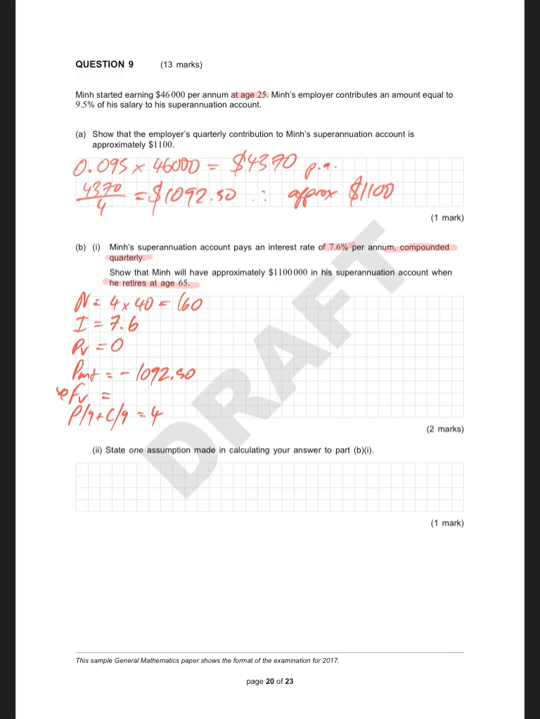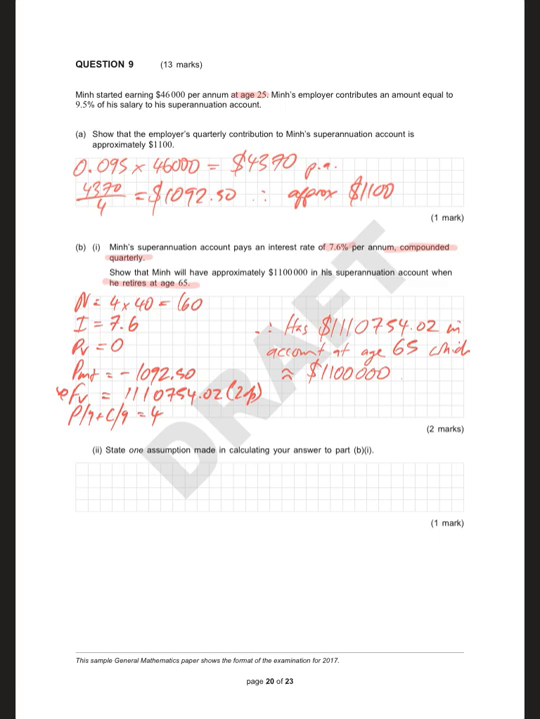Apps, Finance, TVM. 160, 7.6, nothing, -1,092.5. 4 to both. Alpha solve. 1110754.02 to 2 decimal points. Therefore, Min has $1110754.02 in the account at age 65, which is approximately equal to 1,100,000. It's a bit more than that.